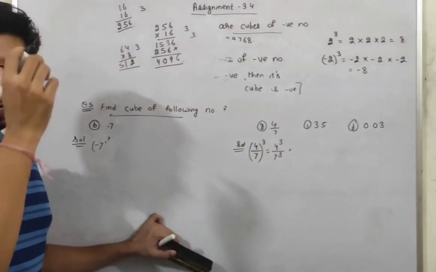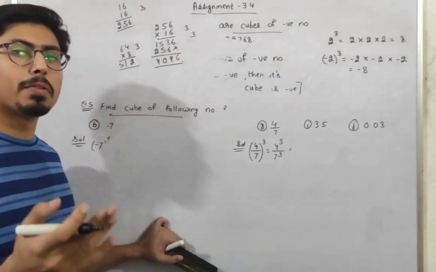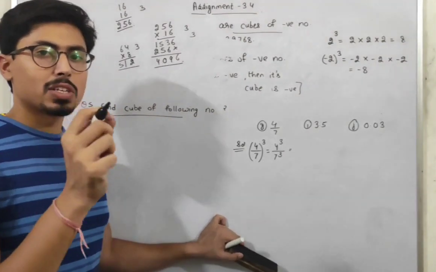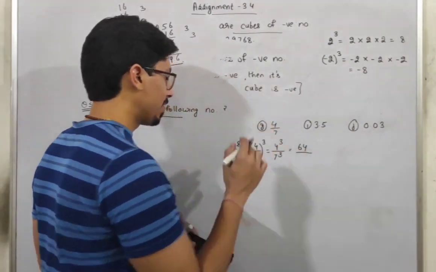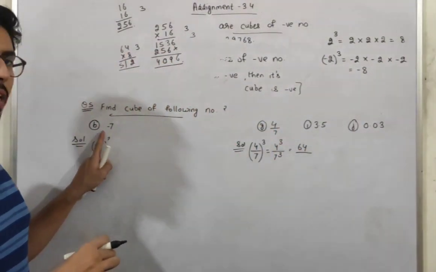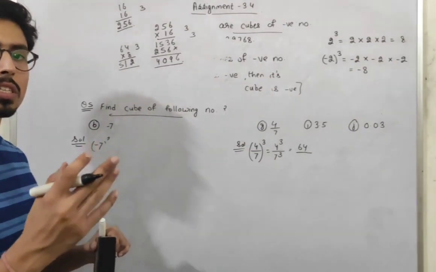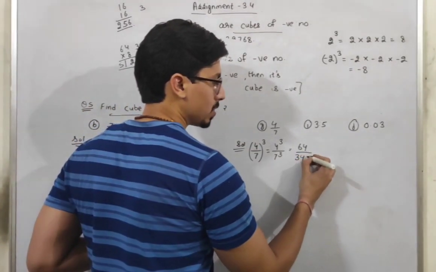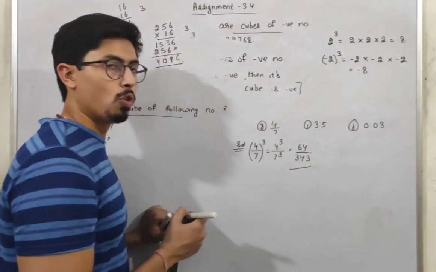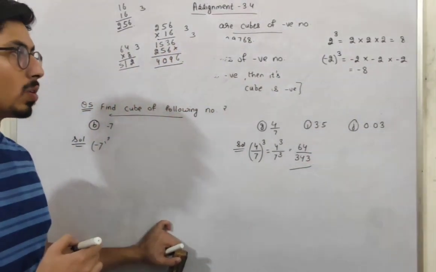See, 4 cube will be 4 multiplied by 4 multiplied by 4. So 4 4s are 16, 16 4s are 64. It will be 64. And 7 cube, in our part B, we already discussed, is 343. So the answer is 64 by 343. Okay students.